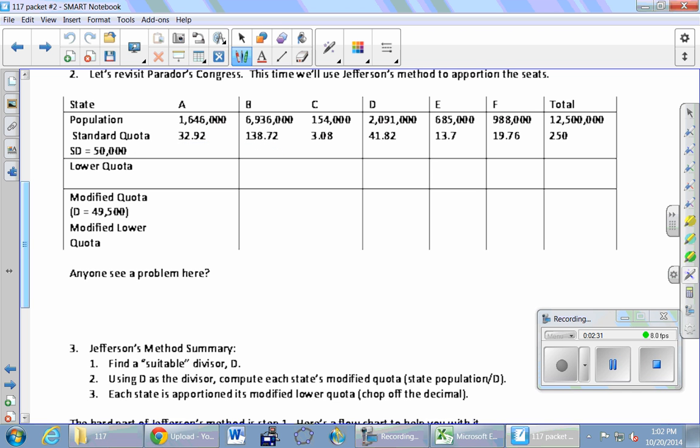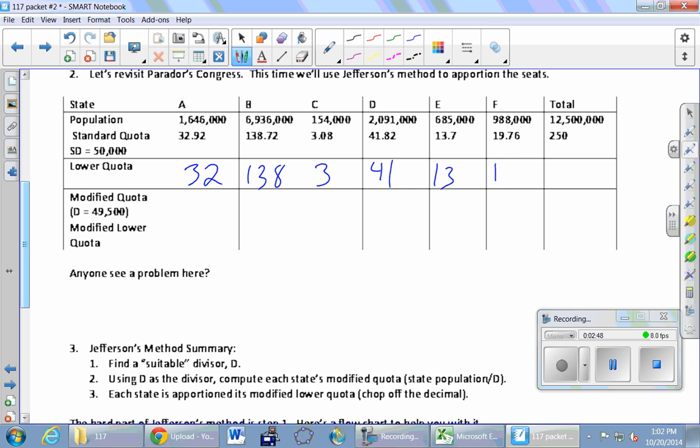Okay. So let's fill in the next row, which is the lower quota. Remember, for lower quota, we just round everything down. No rounding up, just everything goes down. So this 32.92 becomes 32. And then somebody with a calculator can check this, but I think the total was 246. That's what I remember it being last time. Is that right?